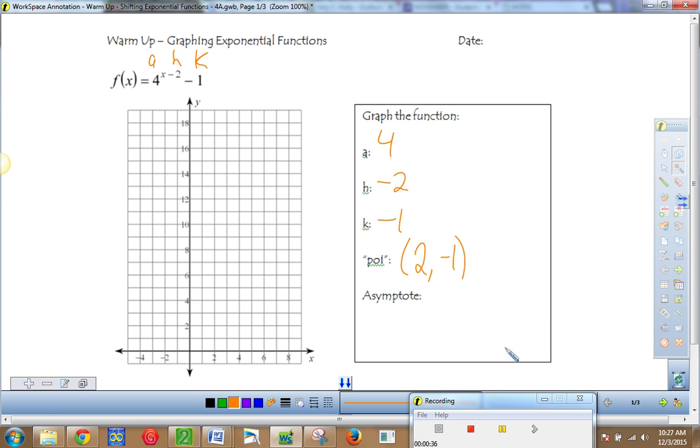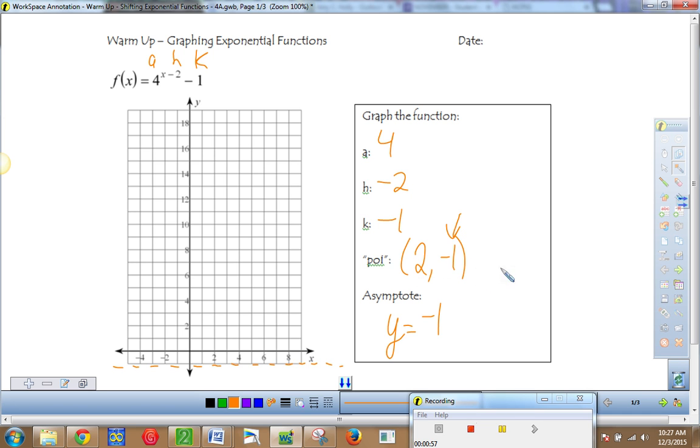And then asymptote is the K value, and so is it an X value or a Y value? Y value, right? The Y value, so it's Y equals negative 1. That's actually the equation of a line. Okay? Just kind of keep that in mind. So at Y equals negative 1, we've got an asymptote, right?